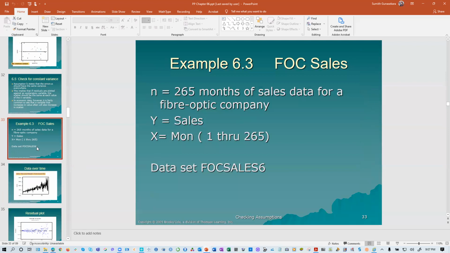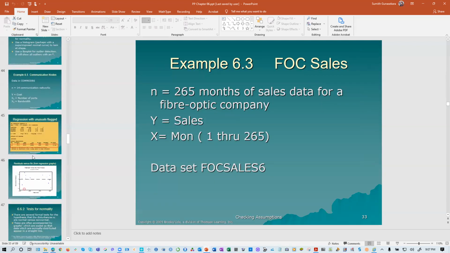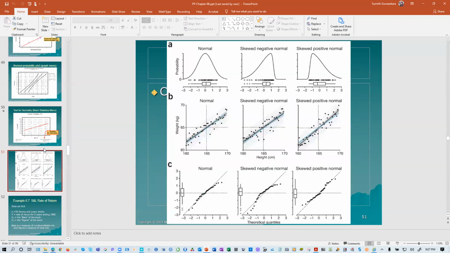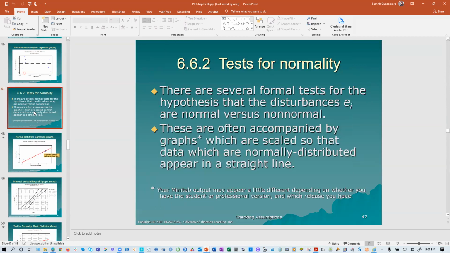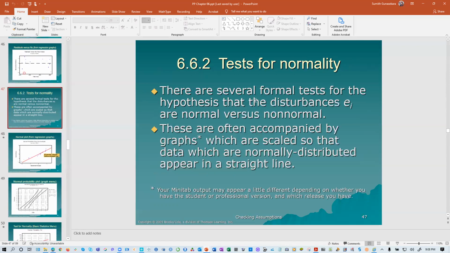There's the forecast one. On this one, I'm gonna come here. Get this one. See this one. Test for the normality. See, test for the normality. How to check the normality. Several formal tests for the hypothesis that disturbances are normal versus non-normal. These are often accompanied by graphs which are scaled so that data which are normally distributed appear in a straight line.